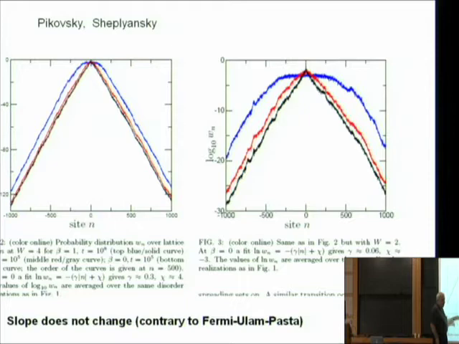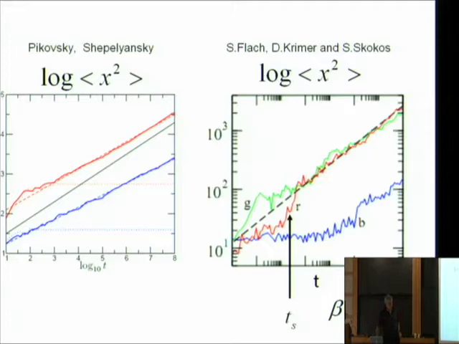So here is the puzzle, to understand how it works. Could you write down what Shepelyansky and other people are saying about the spread, how x squared of t behaves. Okay, good. So what they measure is x squared, and this is some of the work of Shepelyansky and company, and this is basically of Flach and company, and these are averages over many realizations.